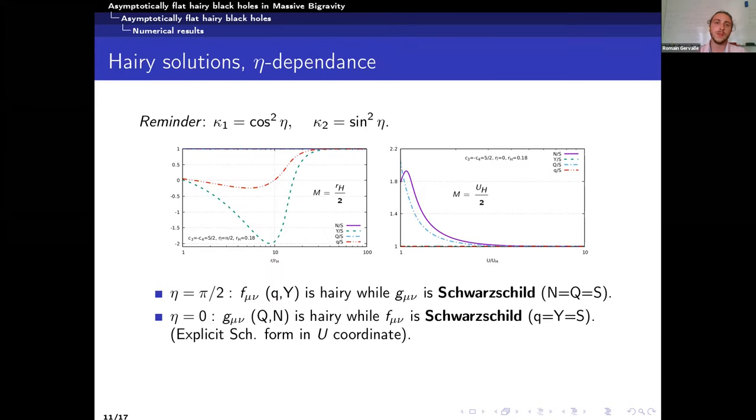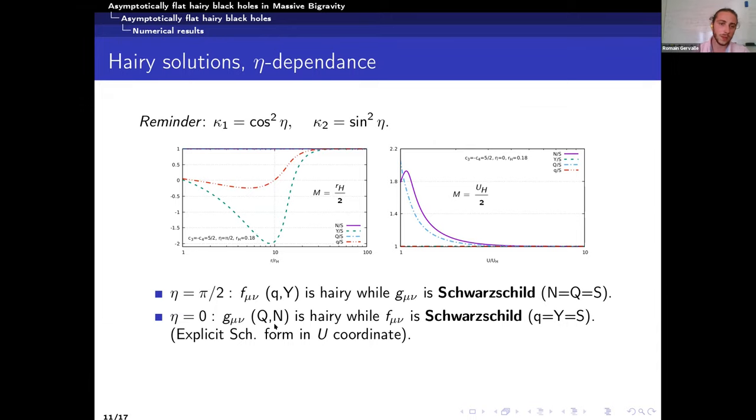We have also considered the eta dependence of the solutions. So eta, I remind you here, is the relation with the two gravitational couplings. And I will focus on the limit cases. So first, when eta goes to pi over 2, the first gravitational coupling is vanishing. And therefore, the modified Einstein equation for the G metric is exactly the Einstein equation in vacuum. And therefore, in this case, the G metric is exactly Schwarzschild. So we see on the left plot, the ratios N over S and Q over S are equal to 1. But the second modified Einstein equation remains non-trivial. And therefore, the F metric remains hairy. So we see the ratios are different from 1 for the second metric.